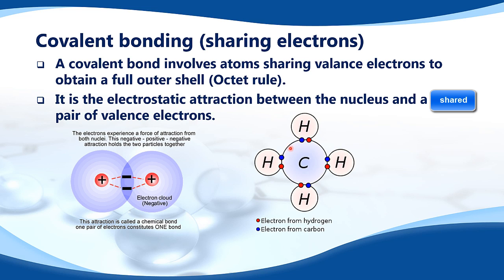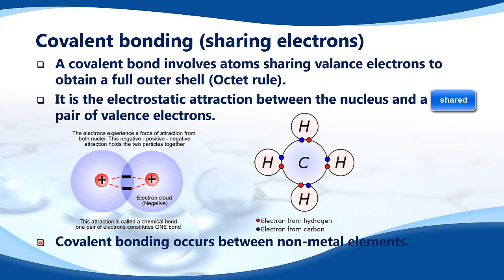1, 2, 3, 4, 5, 6, 7, 8. So carbon has 8 electrons, it obeys the octet rule, and therefore it's stable. So we have single covalent bonds formed here, 4 covalent bonds. Final point. Covalent bonding occurs between non-metal elements, that is, elements on the right-hand side of the periodic table.